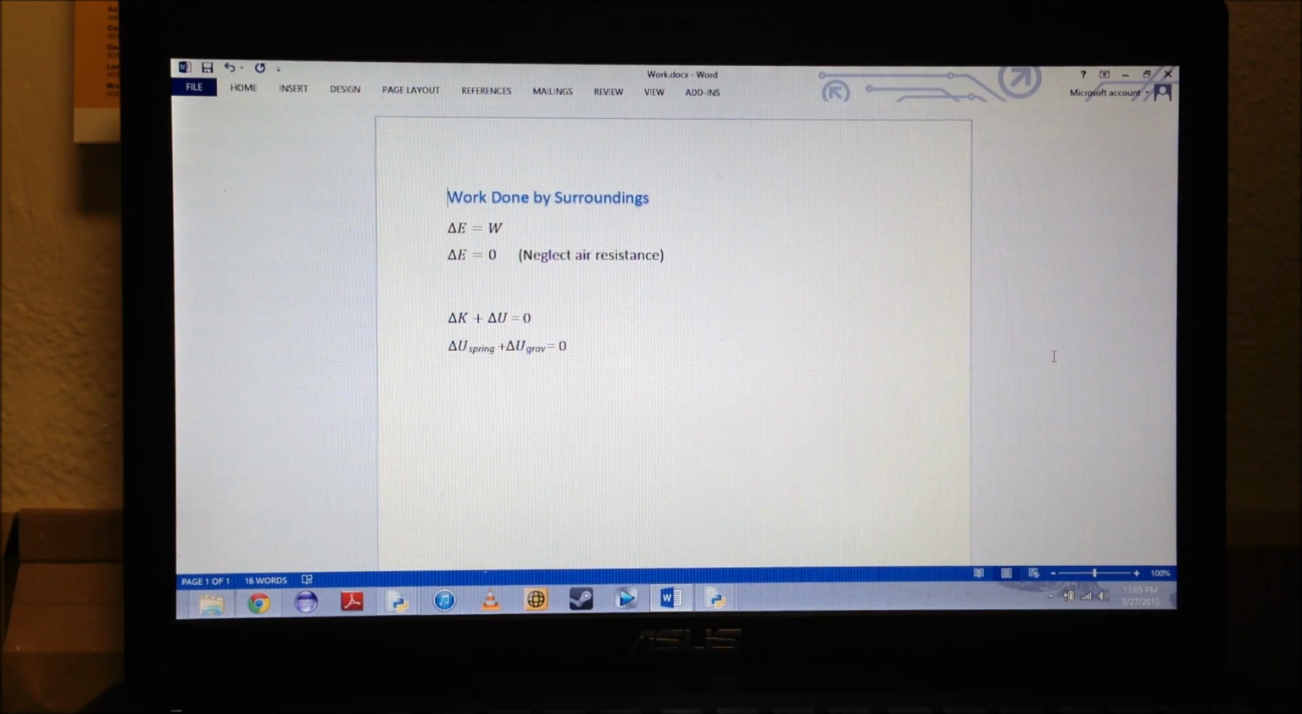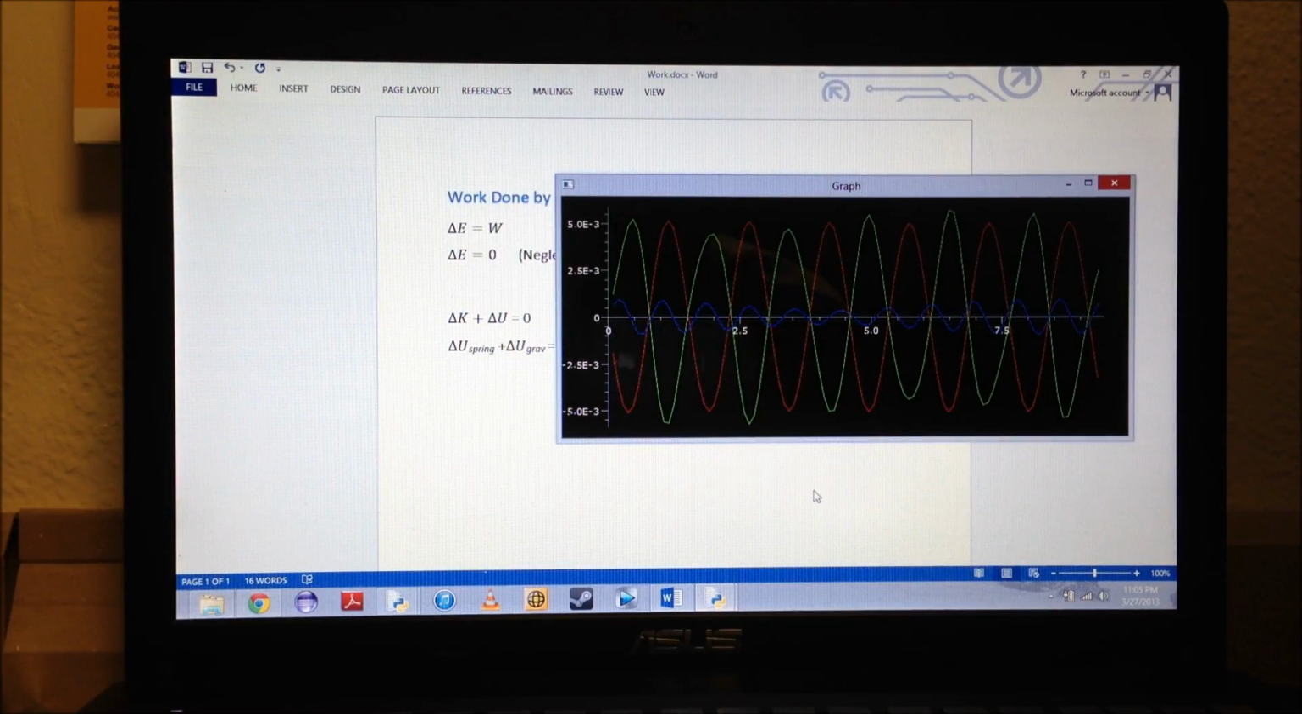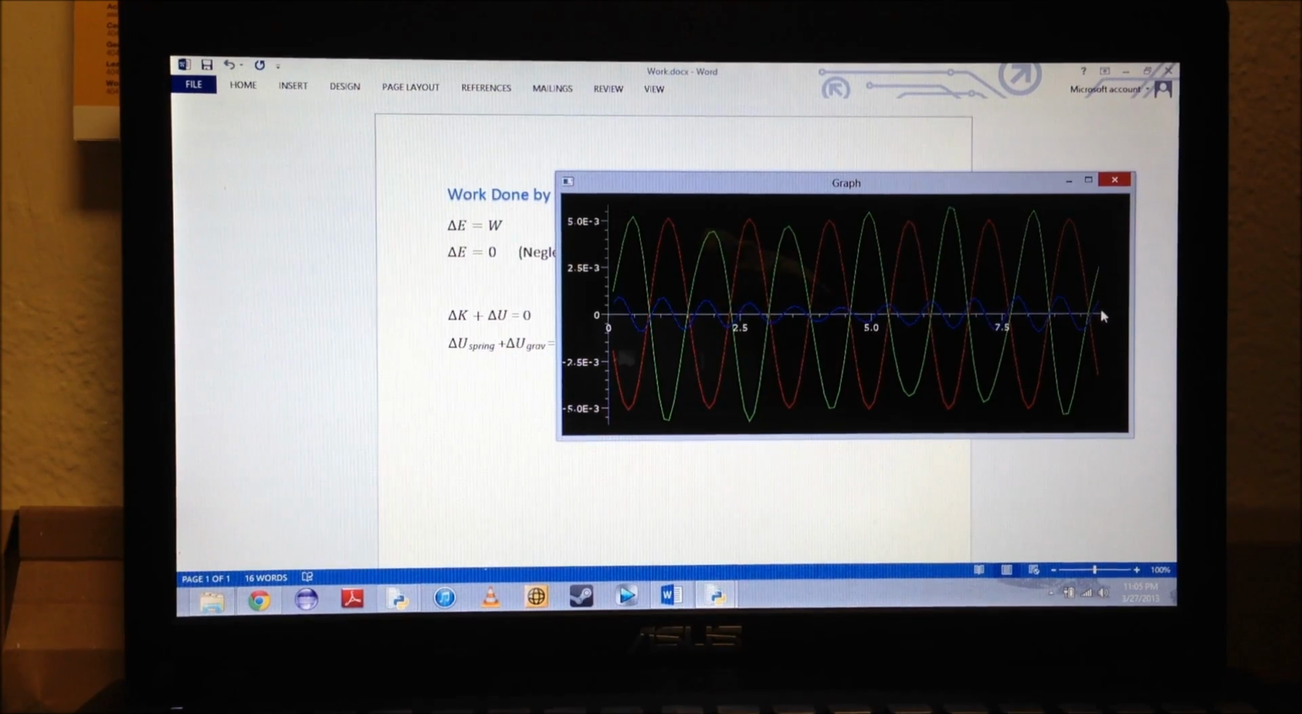And because the kinetic energy doesn't change, now we're only focusing on the spring potential energy and the gravitational potential energy. And if we look at the graph from Python, it's basically a graphical representation of what I just said. The spring potential energy and the gravitational potential energy are basically mirror images of each other, so they end up canceling out. And if we look at the blue line, which is the kinetic energy, it has the same value at the beginning and end, which means that it didn't change.